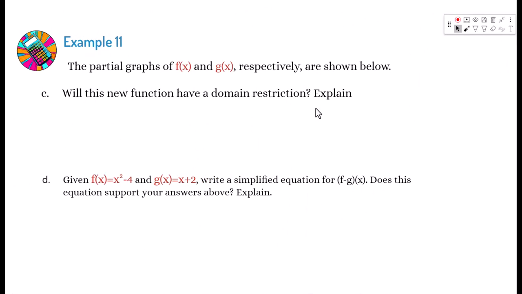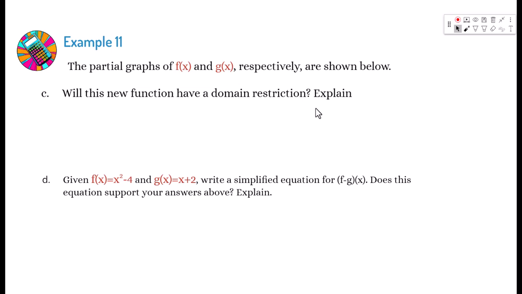Now, keeping in mind the original graphs that we had, remember that one of them looked like a quadratic, the other one was linear. And it's asking now, will this new function have a domain restriction? Thinking back, some of our other operations on functions did have domain restrictions. For instance, that example previously that looked like a radical function did not exist on certain parts of the graph, the coordinate plane.